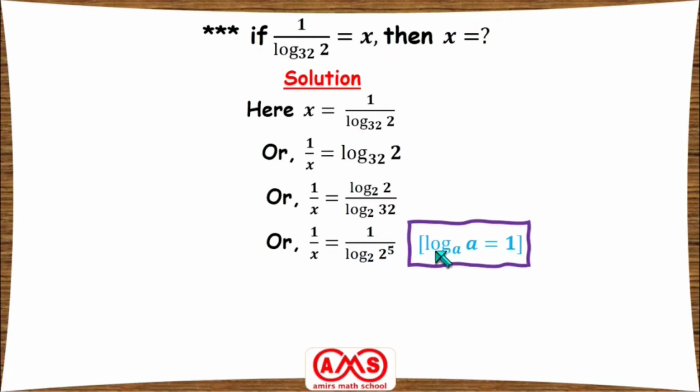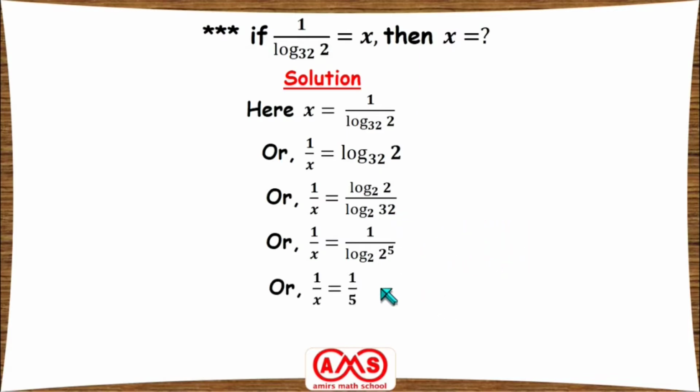According to the formula of logarithm, we know log a base a, which is equal to 1. So we can write log 2 base 2, which is equal to 1. And we know the 32 is equal to 2 to the power 5. To apply the another formula, we just write this 32 as an exponent of 2. Now we can write 1 by x equal 1 divided by 5, because the value of this term is 5.